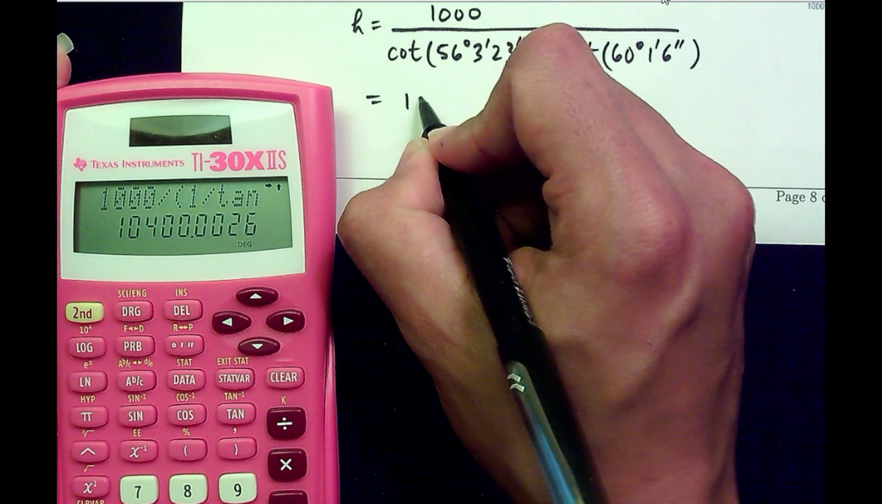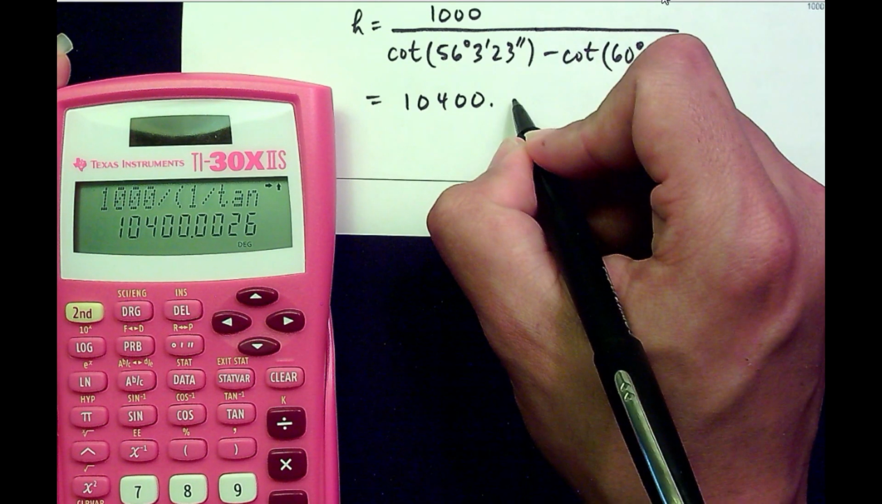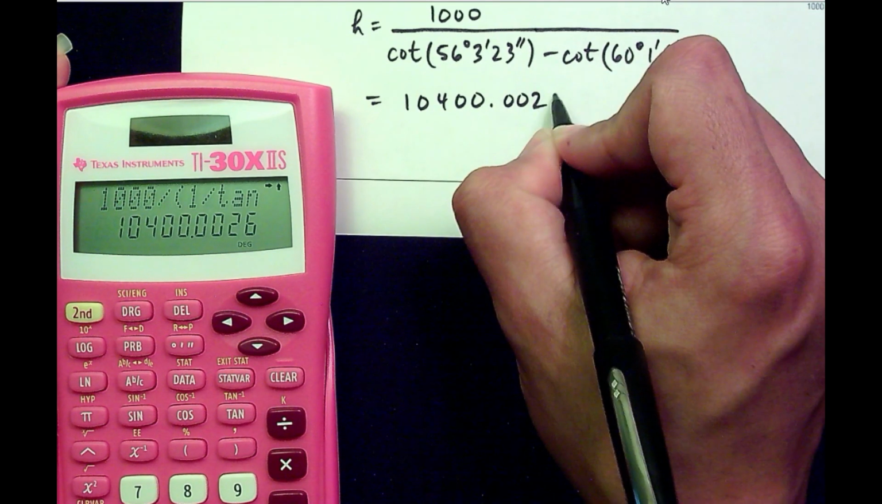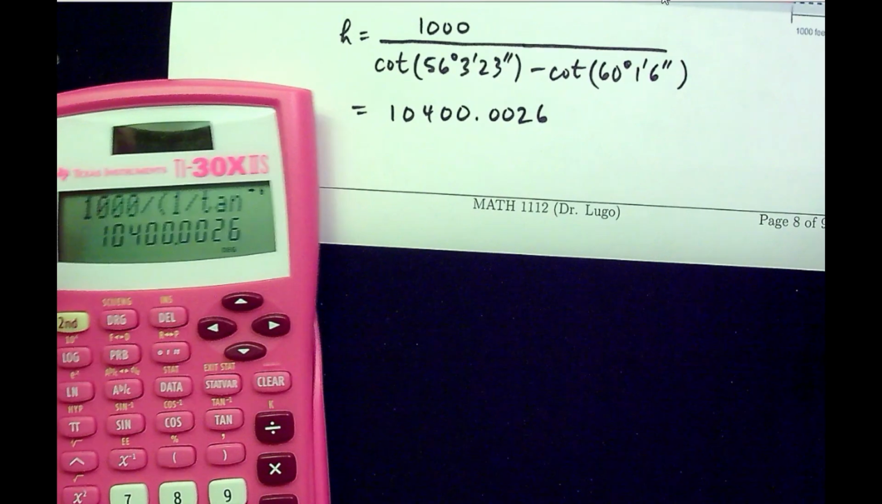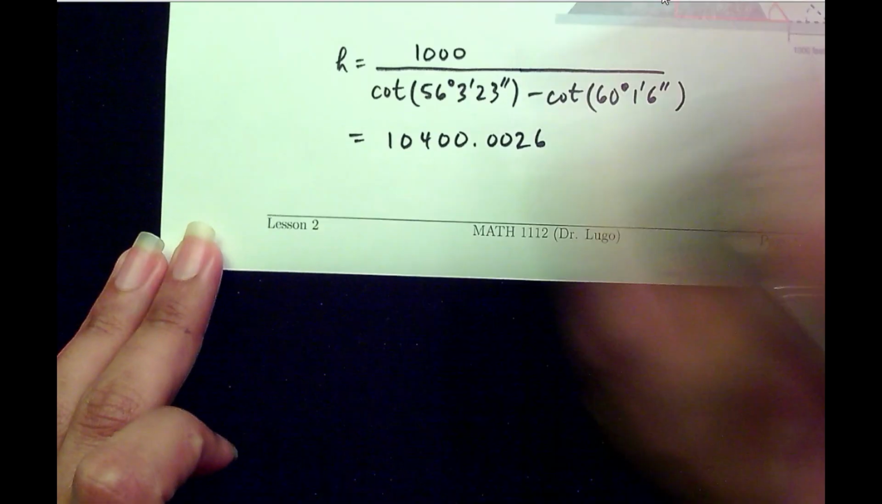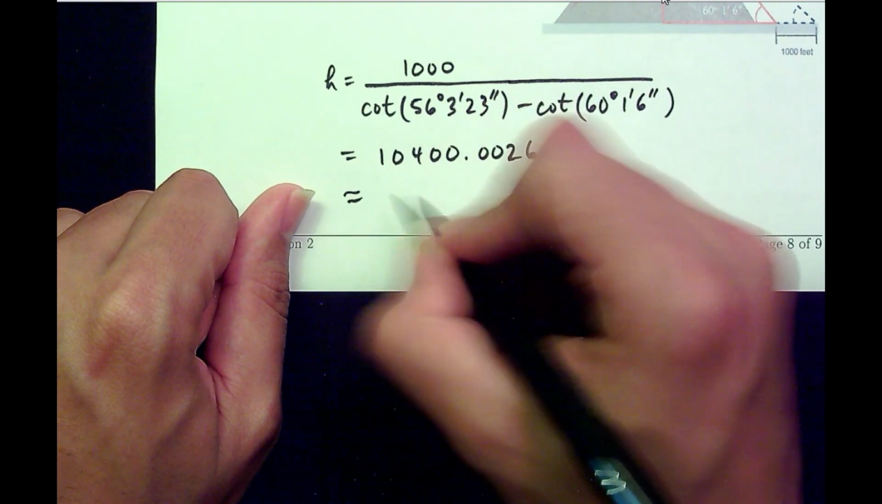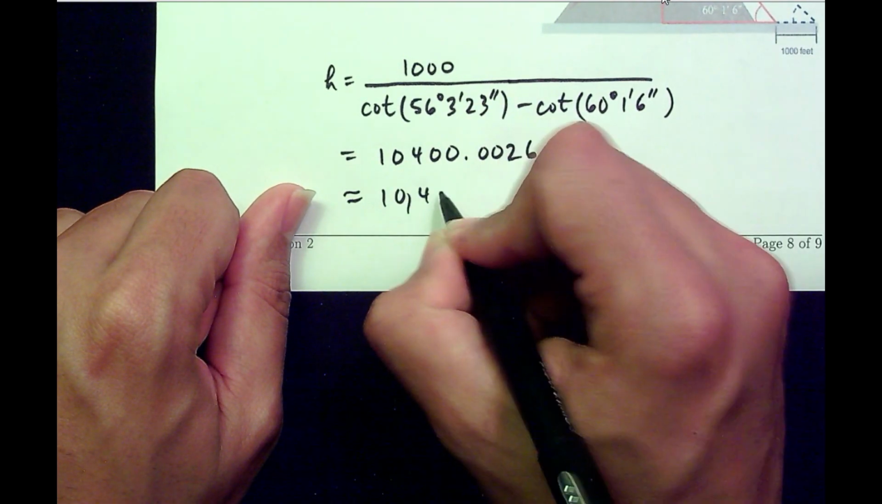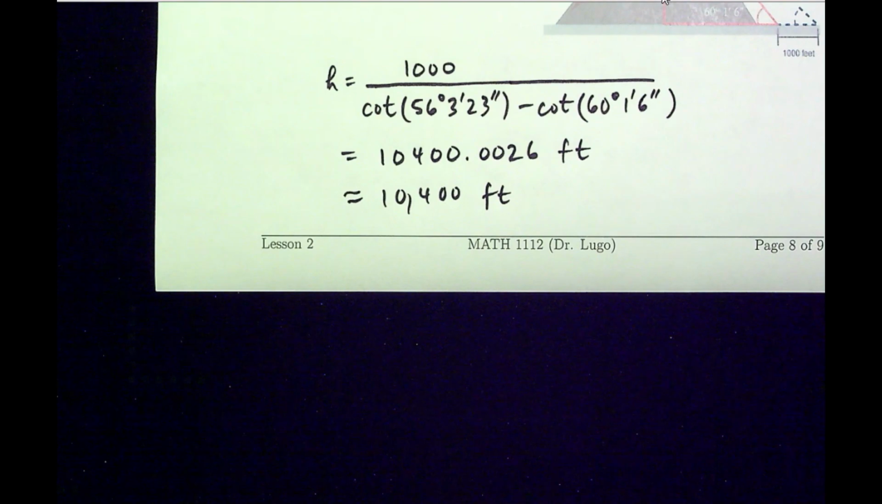Let's use 4 decimals as well. So this is going to be 10,400.0026. And this is what? This is feet, because the number on the top was given in terms of feet. So this is actually feet. And this is so small. So we can say this is basically about 10,400 feet. Okay? So just follow rounding instructions if given.